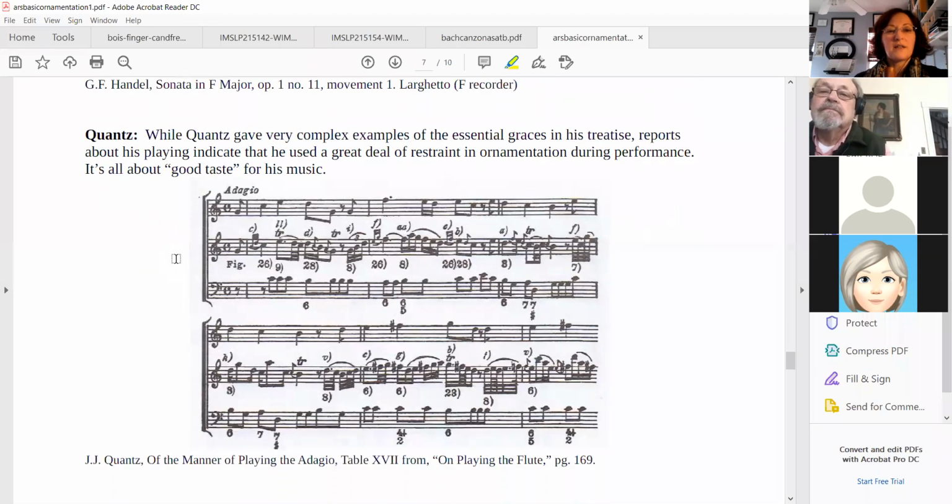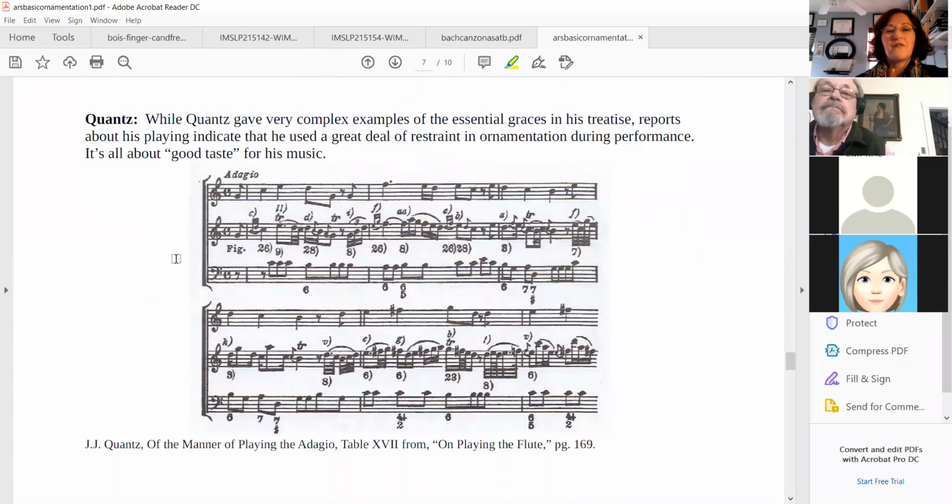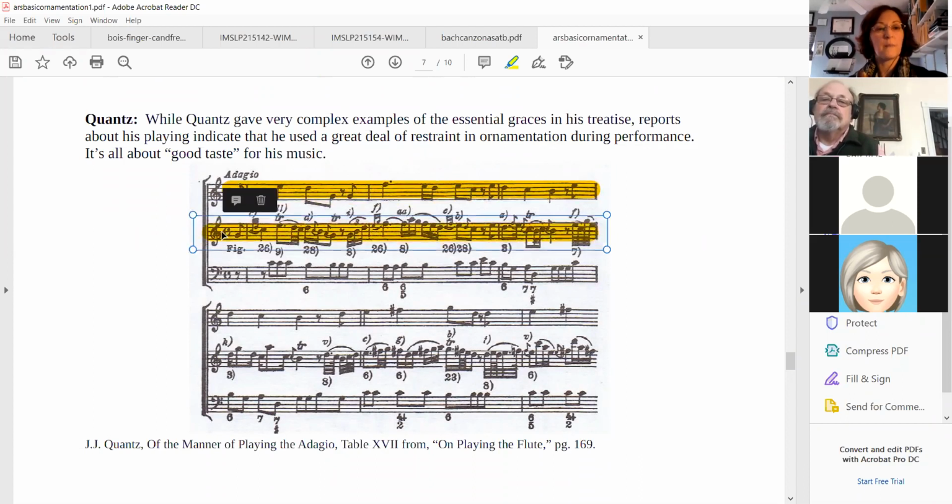All right, well, Quantz has given us some very complex examples of how to use the essential graces in his treatise. All reports about his playing indicate that he used a great deal of restraint in the ornamentation during performance. And so here again is an example of an unembellished line and then what Quantz wants to do with it.